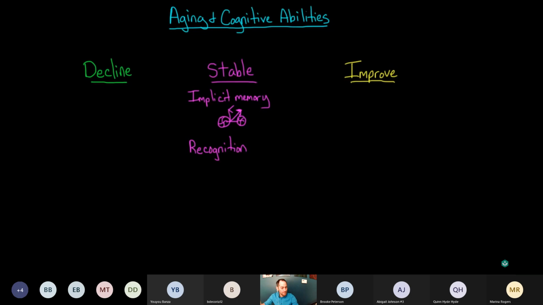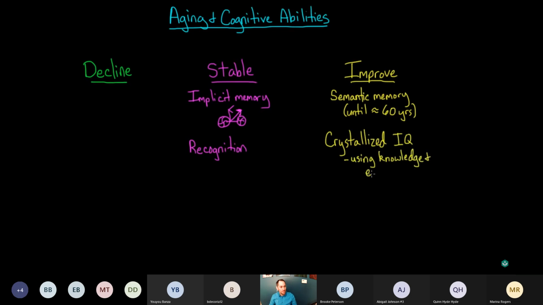Now for abilities that improve. Semantic memory improves until around age 60 and only then starts declining. This means that older adults still have good verbal skills, and it's why they make excellent crossword puzzle buddies. A related area in which older adults tend to score better than younger adults is crystallized intelligence, which involves the ability to use knowledge and experience. Since older adults have had more time to gain knowledge and experience, this pattern makes sense. And crystallized intelligence is often tested with reading comprehension and analogy tests, so older adults tend to be better at those than younger adults.